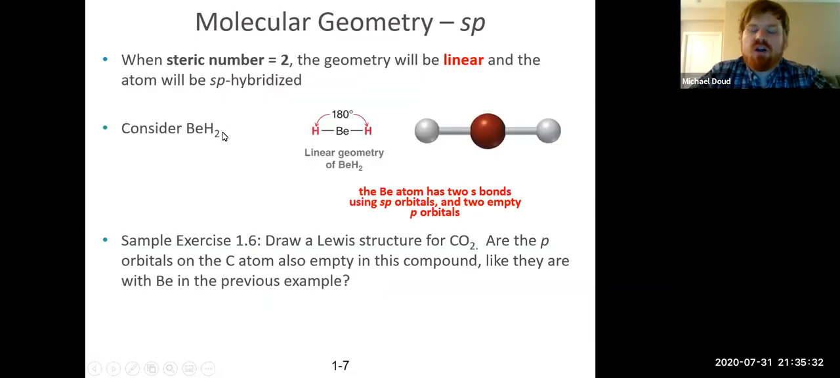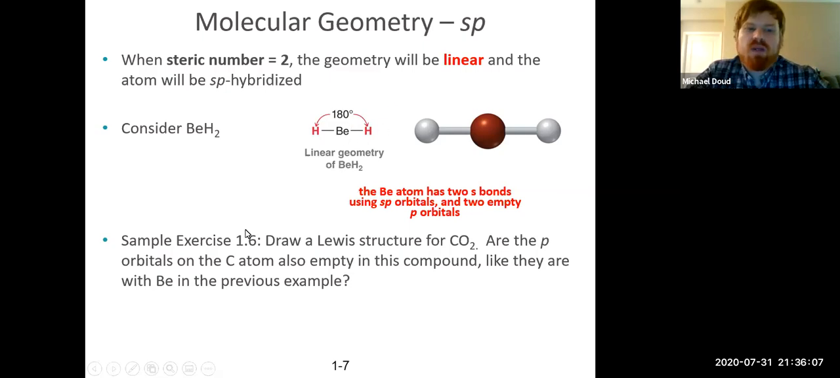You can also imagine a steric number of 2. Here we have beryllium hydride. Now, more commonly, this is going to be a carbon triple bonded to another carbon, or, for example, to a nitrogen. It's less likely that we see sp hybridization from, for example, beryllium, but this is just an example, so keep that in mind. Here, beryllium has 2 sigma bonds, so 2 beryllium-hydrogen sigma bonds, and so it's steric number 2. The geometry ends up being linear because this is an sp hybridized atom.